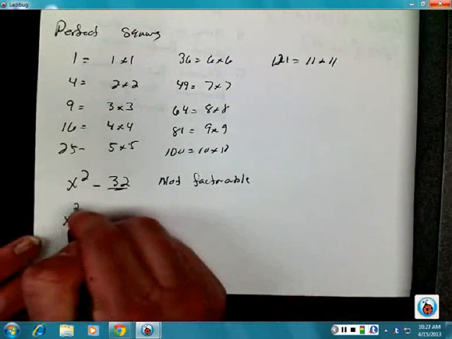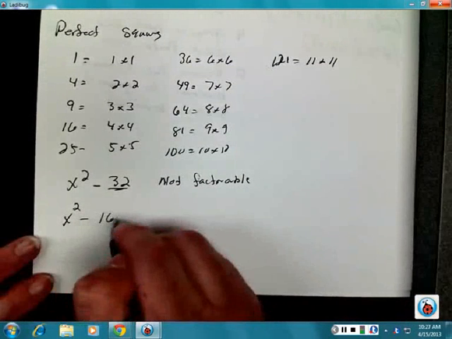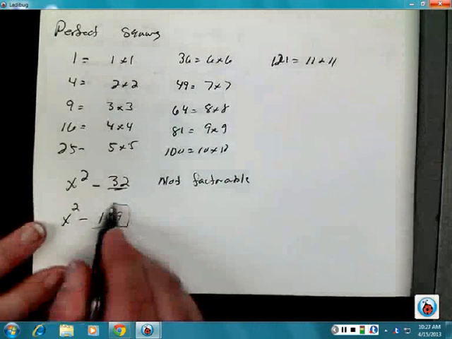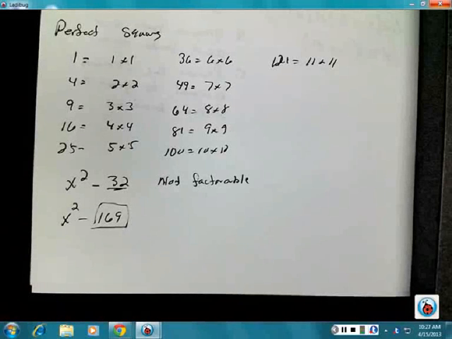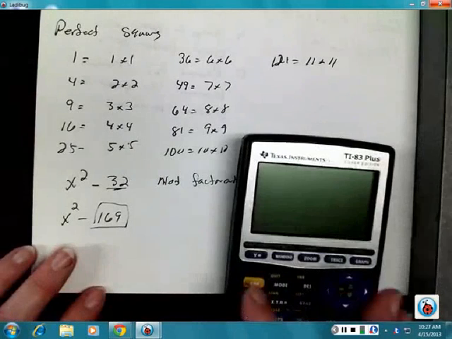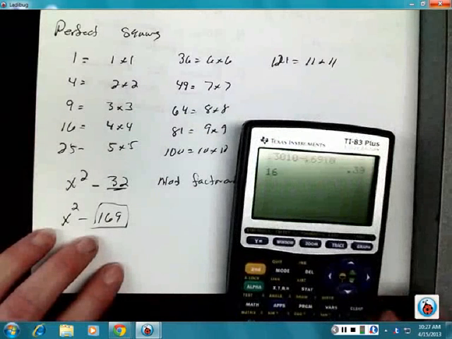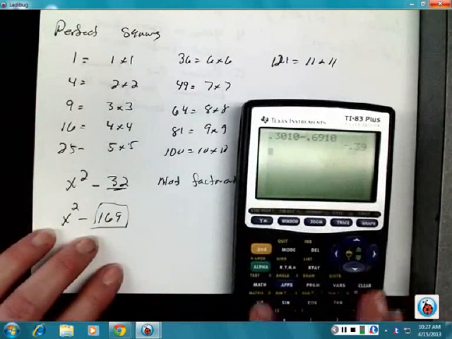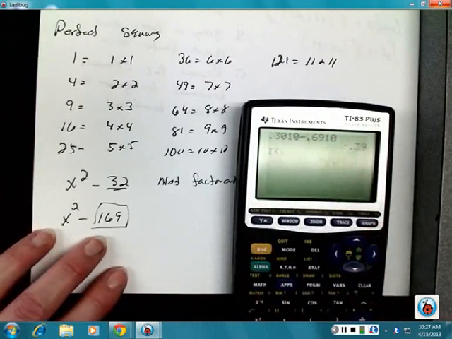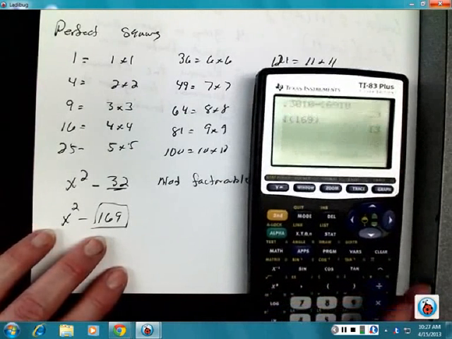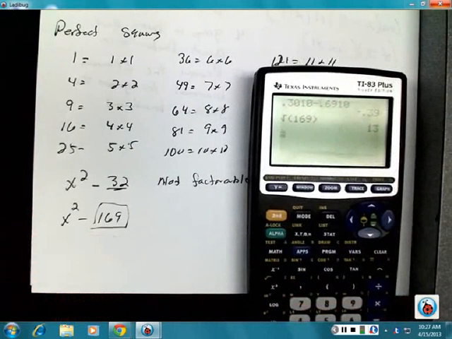But if I had x squared minus 169, can I do that one? Yeah. Now, if you're not certain if this number at the tail end is a perfect square, you can go to your calculator and take 169, whoops, I need a square root, sorry. So I need the square root sign. If I square root it and it comes out to be a solid number, then I know, like that one comes out to be 13, so I know I have a perfect square.